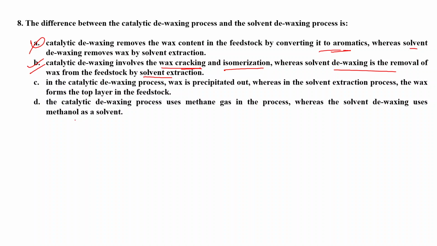In the third option, in the catalytic dewaxing process, wax is precipitated out, whereas in the solvent extraction, wax forms the top layer, which is not correct. And the catalytic dewaxing process uses methane gas in the process, whereas the solvent dewaxing uses methanol as the solvent. It is also wrong.